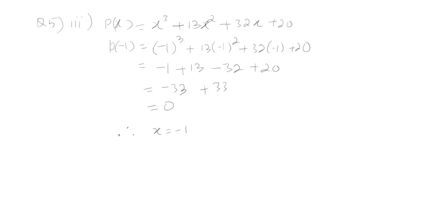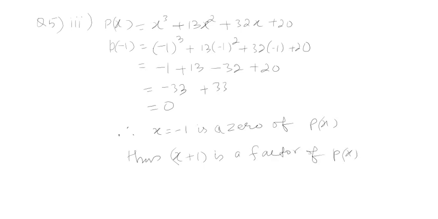So we'll write x is equal to minus 1 is a 0 of px. Thus x plus 1, because minus 1 transferred here is plus 1, is a factor of px. So once we get the factor, that is this x plus 1 is a factor of this polynomial, next step what we do, you remember?